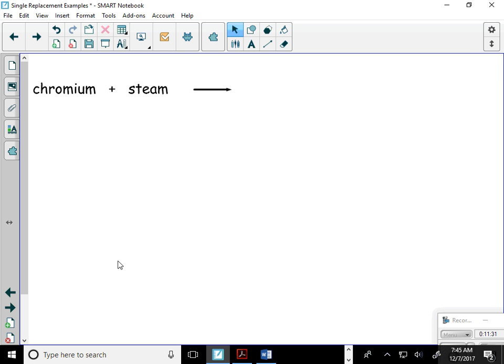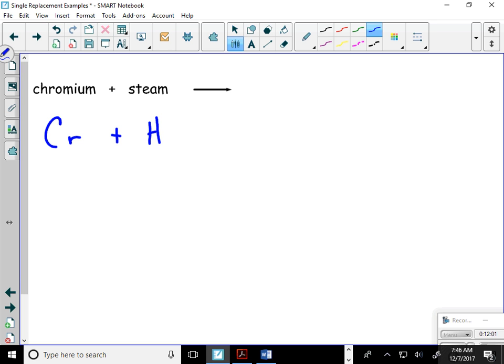Here is number 3 example. Chromium plus steam. Now, what is steam? H2O in the gaseous form. Okay? That makes a difference. Chromium plus water. And I know it's steam, so I'm just going to write that gas in parentheses.